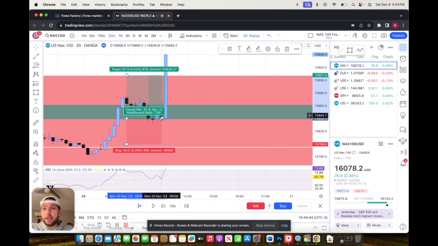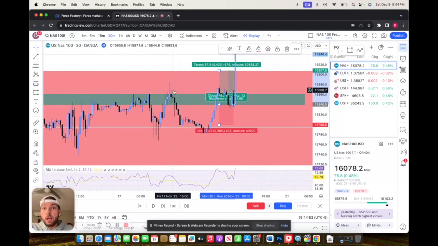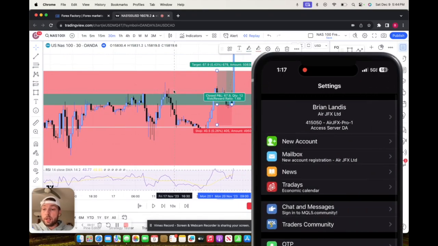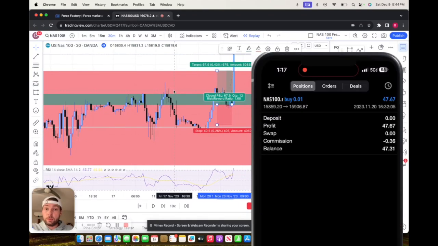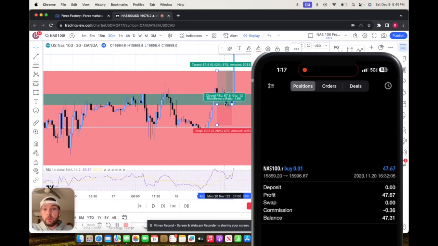So with that being said, as you can see here, once this closed at 9:30, you can see that it did test this zone and then go in the direction of my trade, which was a buy. So my buy limit was executed.